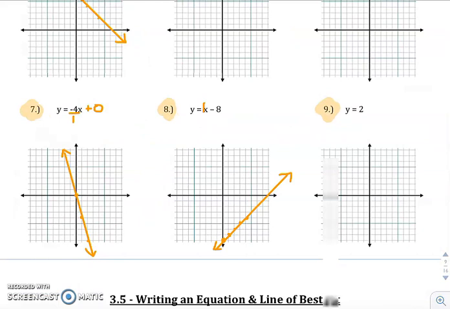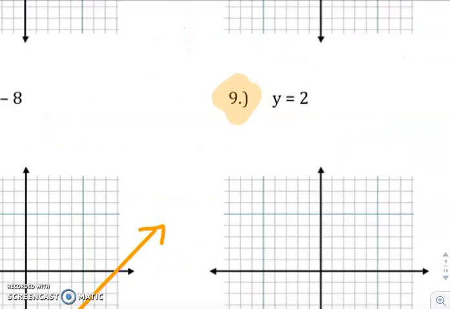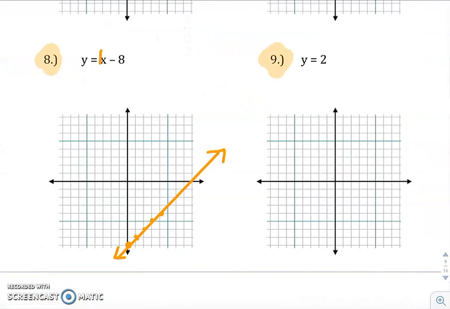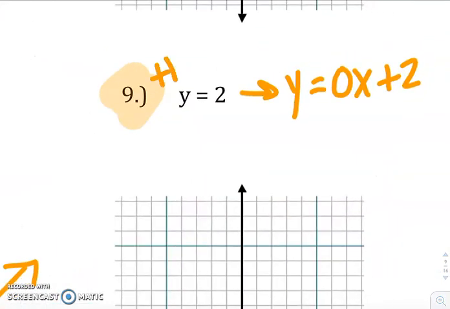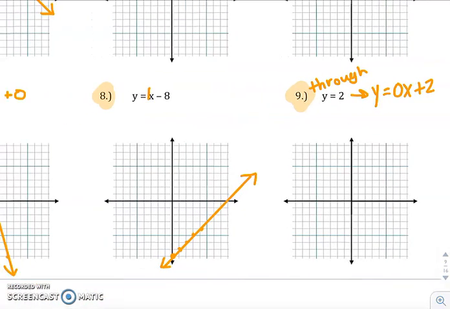So let's look at number 9. Y equals 2. So when you just have a single variable, like y equals something or x equals something, this could really be written as 0x plus 2. I sometimes write the word through because it's going through that value. So when you see y equals 2, on your y-axis, the value of 2, it's just going to be a straight line, in this case a horizontal line, going through the y value of 2.